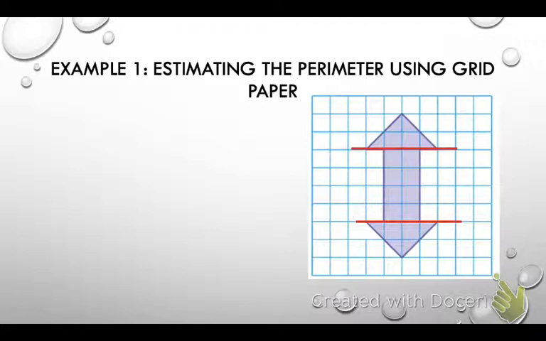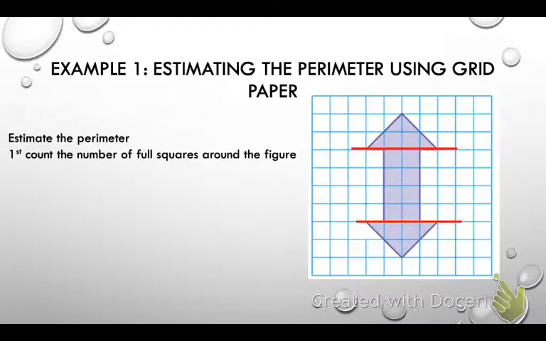Hopefully you have some graph paper. So we're going to estimate the perimeter using grid paper. If you don't have graph paper, that's fine. But we can estimate the perimeter by looking at the amount of squares that our shape takes up. So first, remember, you're writing this all down in your notebook so that you have steps to follow when you get lost. First we want to count the number of full squares around the figure.